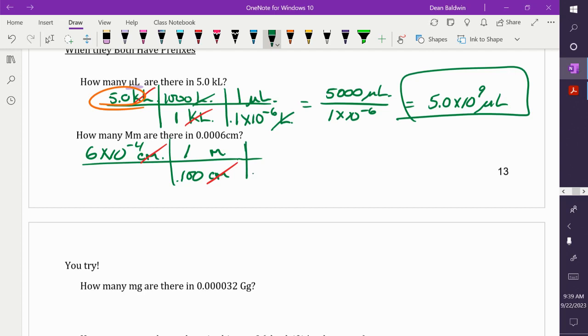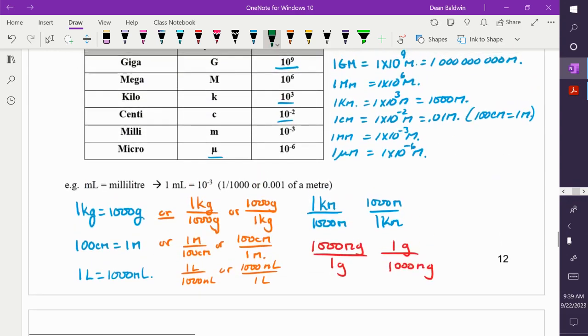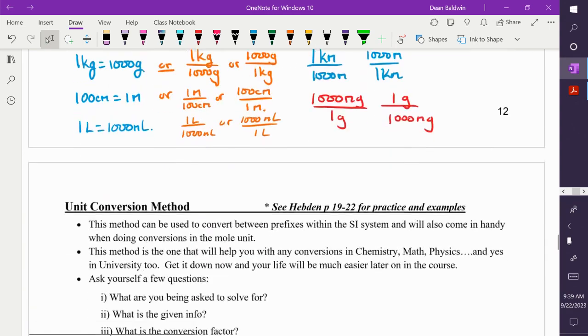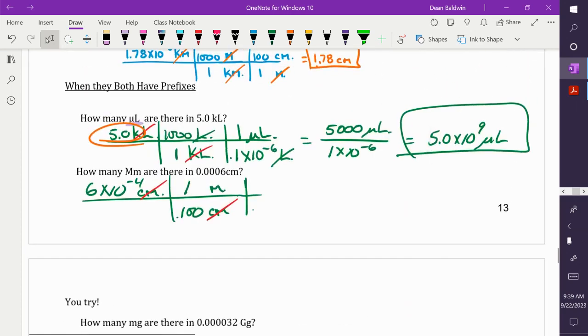All right, now I've got to get meters to megameters. If you look at the table, mega means 10 to the 6, right? That means 1 megameter is 1.0 times 10 to the 6 meters. All right, so 1 times 10 to the 6 meters is 1 megameter.